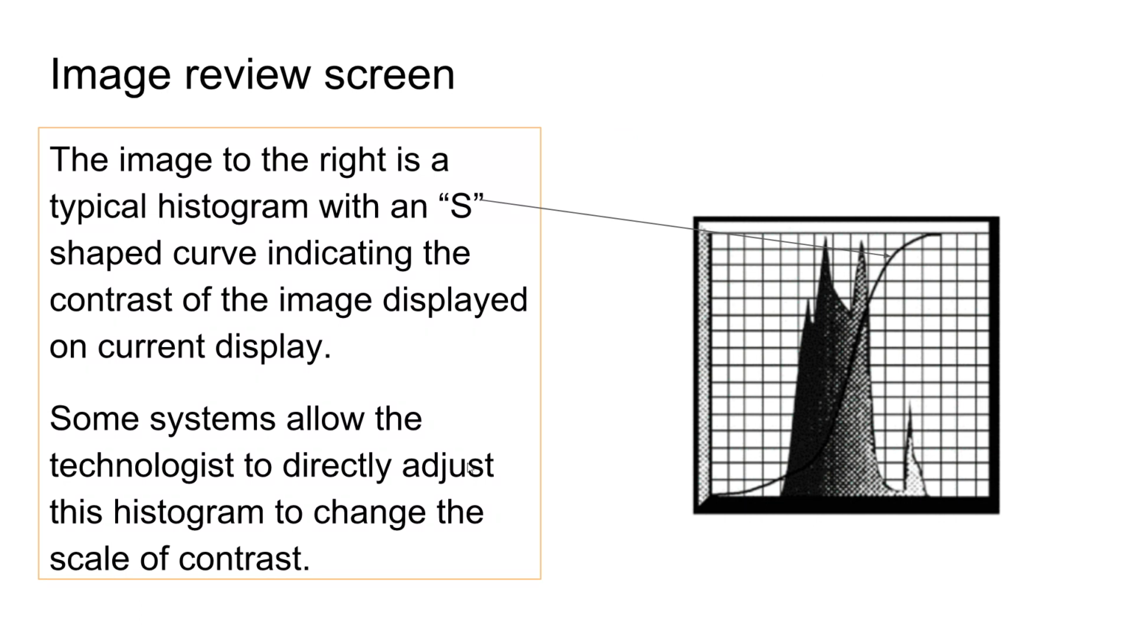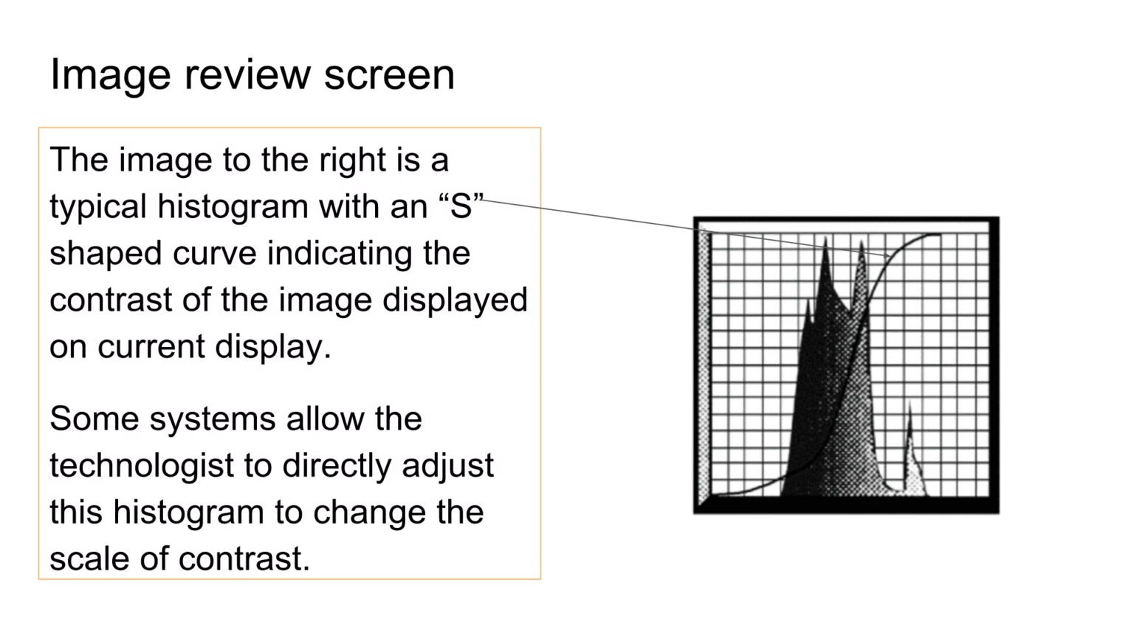There might be. There's probably subcategories. When you review the image, you might not like the image. We talked about this, right? You might want to adjust the scale of contrast yourself. So how do we do that?